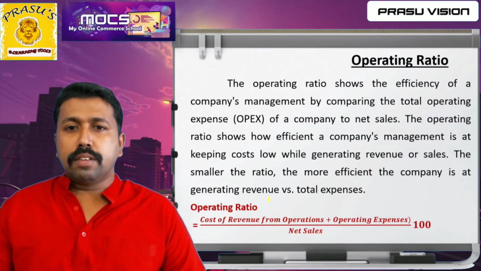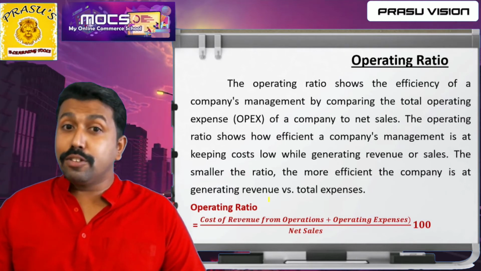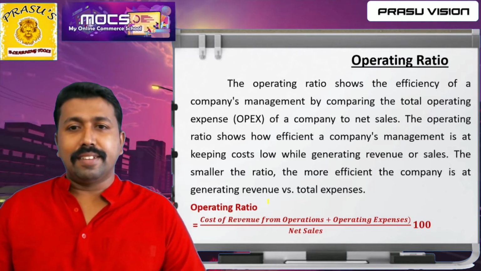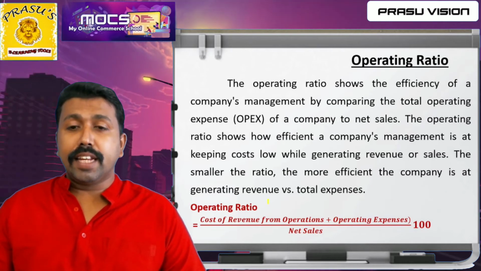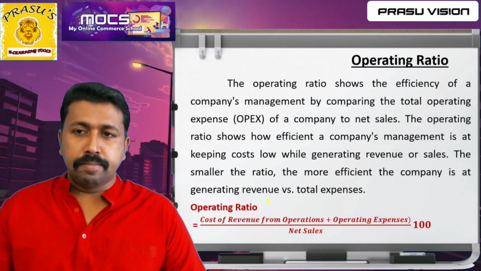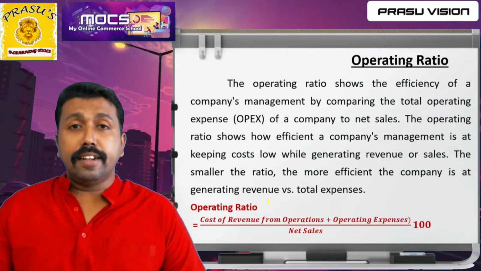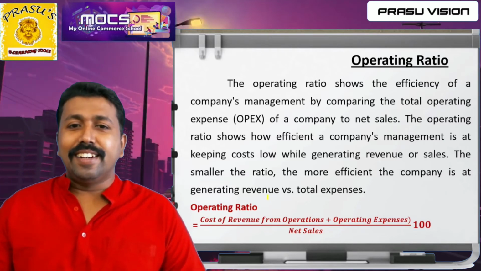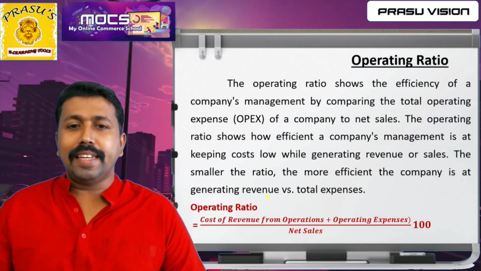Operating ratio is related to the operating profit earned by a firm. It shows the efficiency of a company's management by comparing the total operating expenses of a company to the net sales, or revenue from operation, and the cost of revenue from operation. The operating ratio shows the efficiency of the company and its management. Why? Because the decisions are taken by the management.